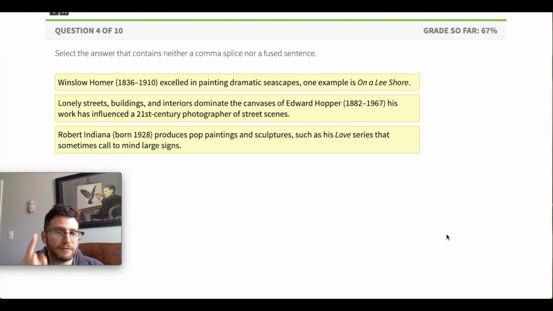Okay, so have a look at this one and decide which is the sentence that does not have a comma splice or a run-on, and leave your comment down below for me. Okay, thanks everybody.